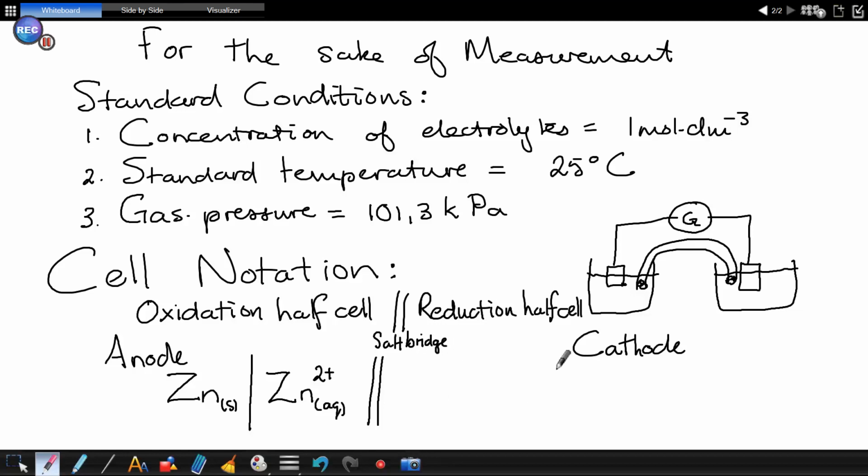What's the cathode? Cu. Copper is the cathode. With copper being the cathode, it's a solid. What is copper touching? Copper 2 plus, which is in solution. And because it's a solution touching a solid, there's a slash between them. This is a lot of brand new information here.